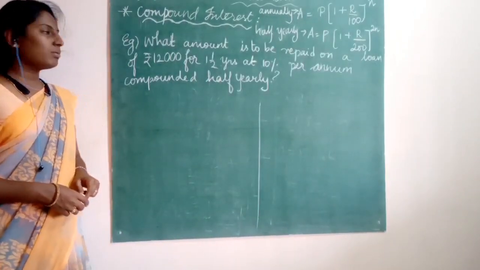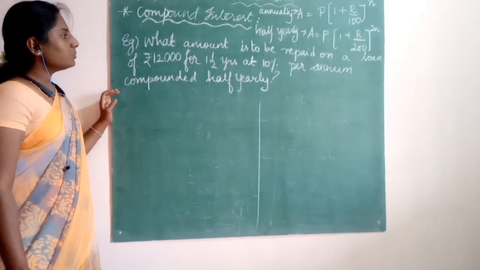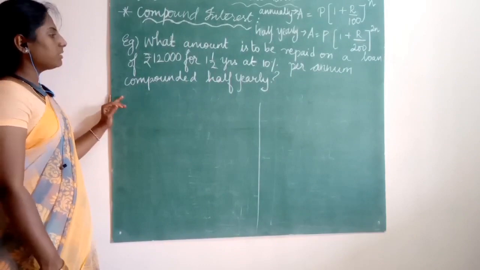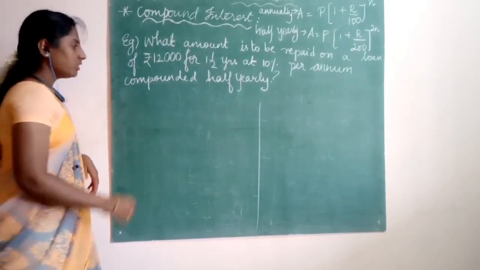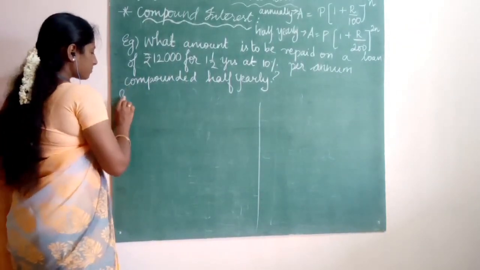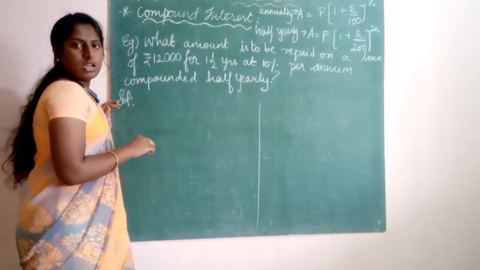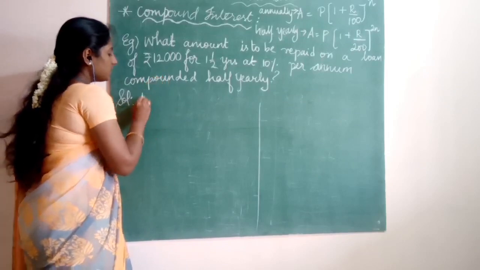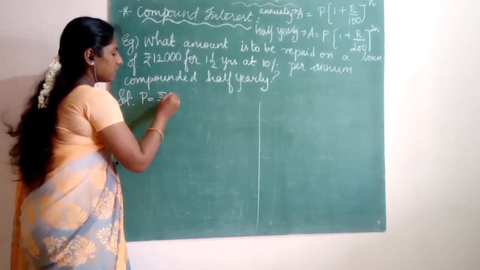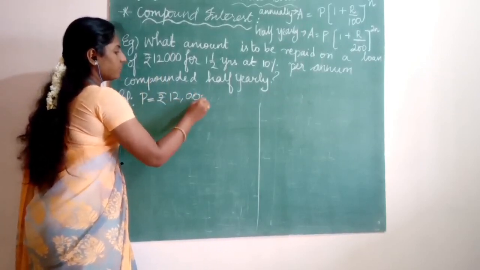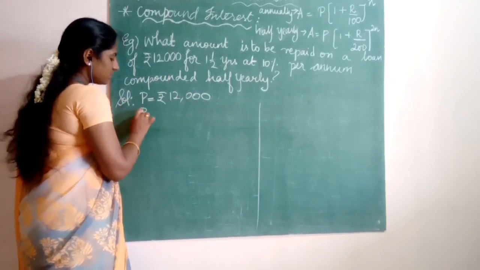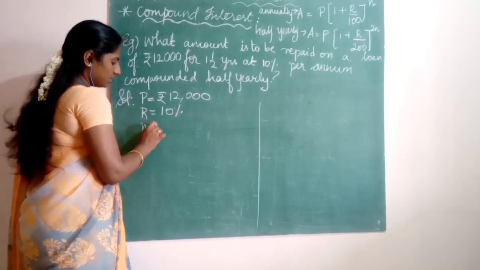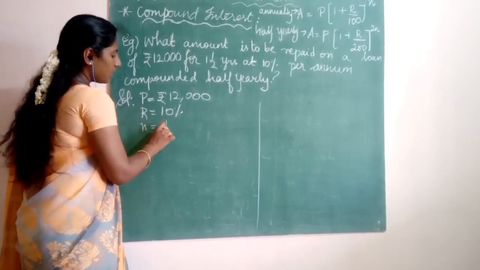Now let us see one more problem. What amount is to be repaid on a loan of rupees 12,000 for 1.5 years at 10% per annum compounded half yearly? Okay, so this is the question. So whenever you start writing the solution, the first thing you have to write is the principal amount. What is given? The principal amount is 12,000. Okay. Next, rate of interest is given as 10%, and time, that is n, is given as 1.5 years.